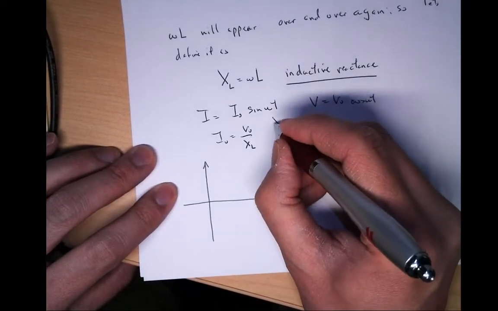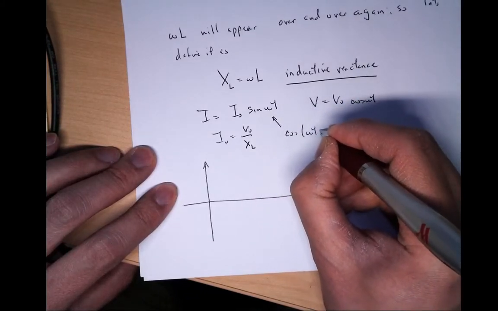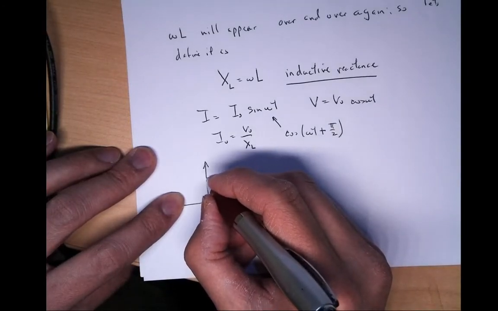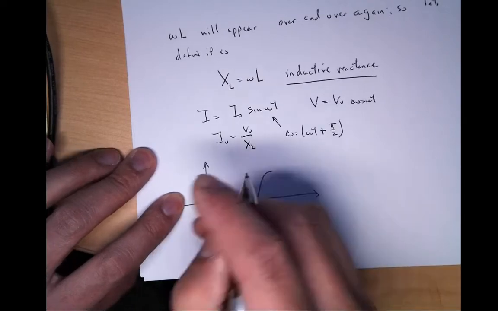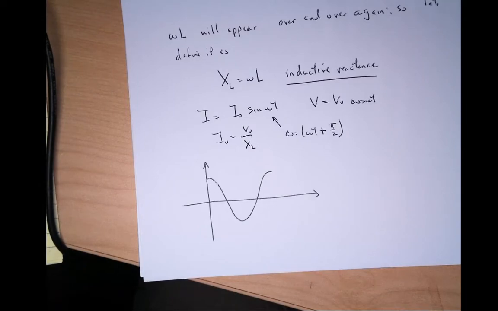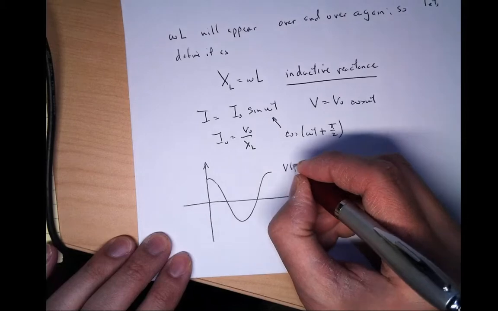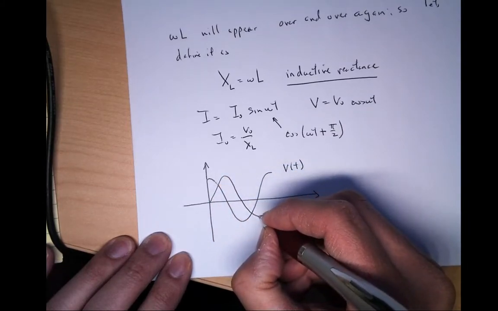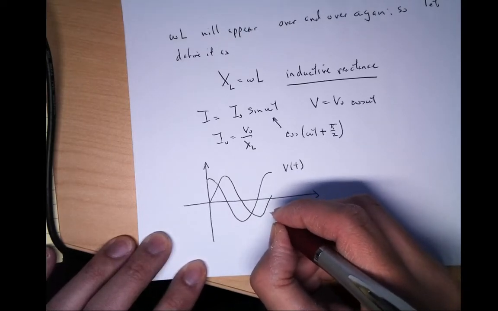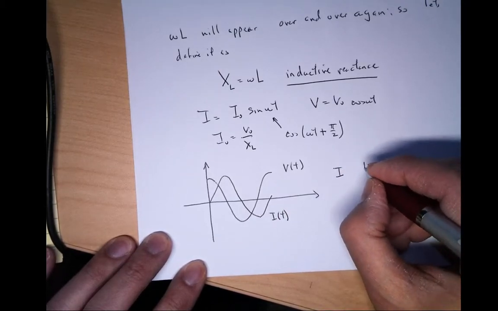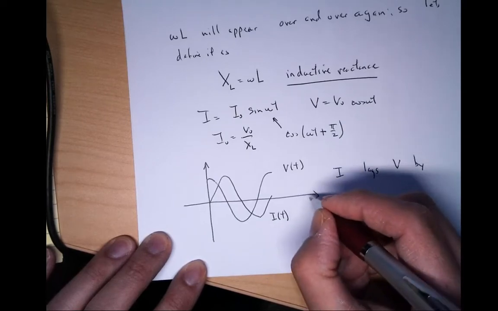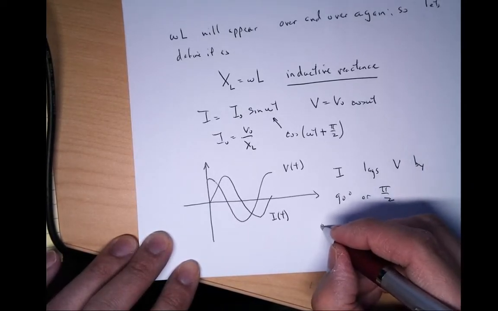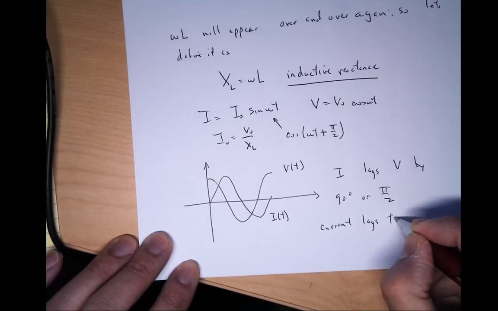Another way of writing sine is that this is cosine of omega t minus pi over 2, actually plus pi over 2, all right? And so what we have is that this is V0. So this is going to be V as a function of t. And then this one looks something like this. This one is going to be I as a function of t. So I lags V by 90 degrees, or pi over 2. So this is what we say: the current lags the voltage.